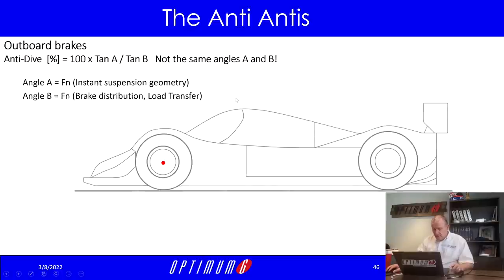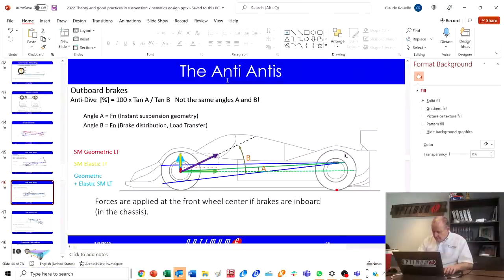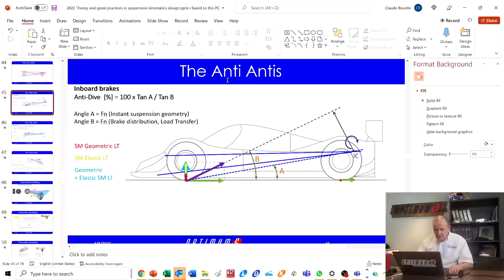But look at this. You have now the wheel center there, and I'm going to find the instant center. I do the line from the instant center to the wheel center, because you have outboard brake. Wait a moment here. I made a mistake, that's the other way around. I need to correct that very quickly. I do apologize, and I'm sorry.